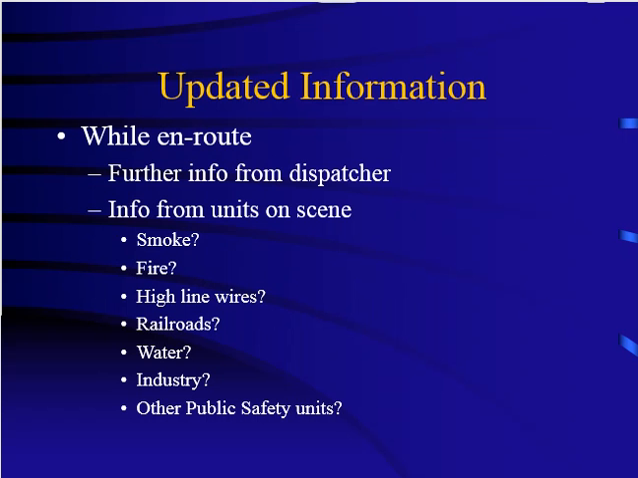Updated information. This is information that you're going to get while you're en route to the scene, not en route to the hospital. This is going to be further information from the dispatcher. It might be a 35-year-old male. Usually it's going to be your EMD codes, like a 13 Delta 1, a diabetic unresponsive.